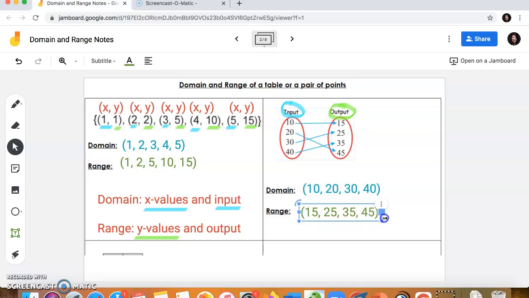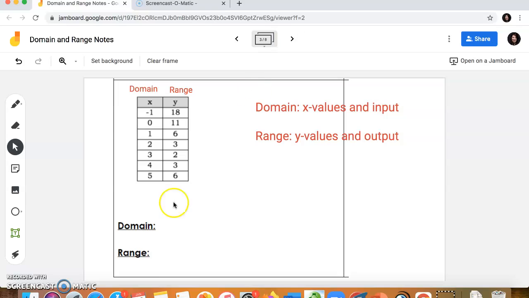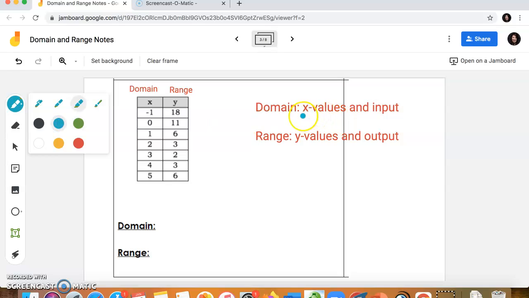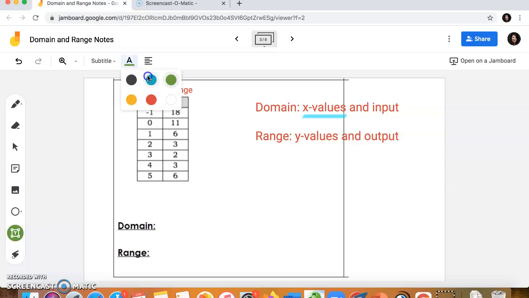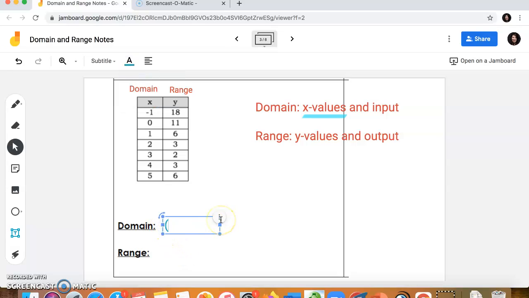If you need more time on this slide, go ahead and pause the video because we are going to move on. So here we have a table. Remember that domain is all of the x values. So when we're writing the domain, we're going to write down all of the x values. And they are -1, 0, 1, 2, 3, 4, and 5.